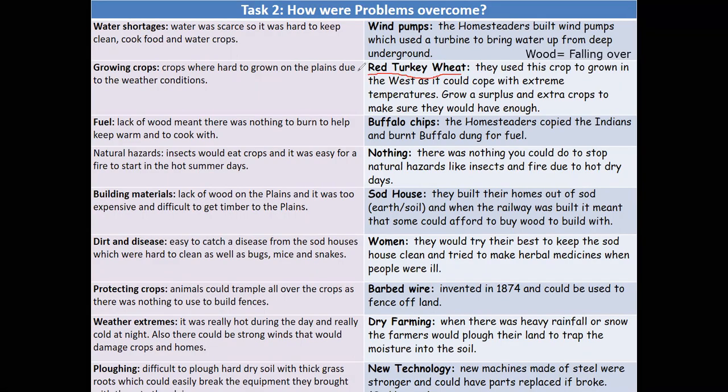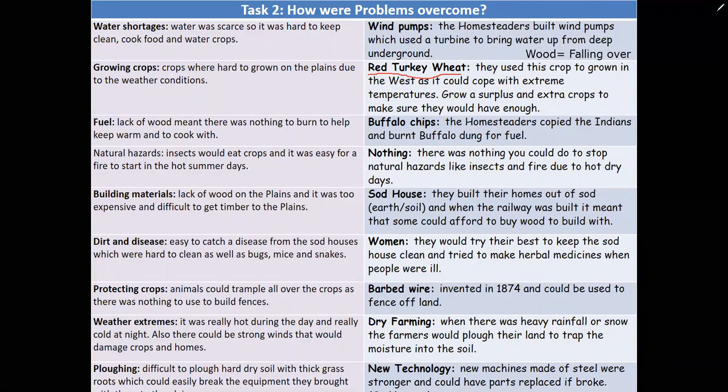Once again, it is just that understanding of what crops grow and what type of land they grow on. Fuel: lack of wood meant there was nothing to burn. Again, buffalo chips. The homesteaders copied the Indians and carried on using buffalo dung. Because there was such a lack of wood, buffalo dung was the only solution that could be used, and you just needed lots of it.